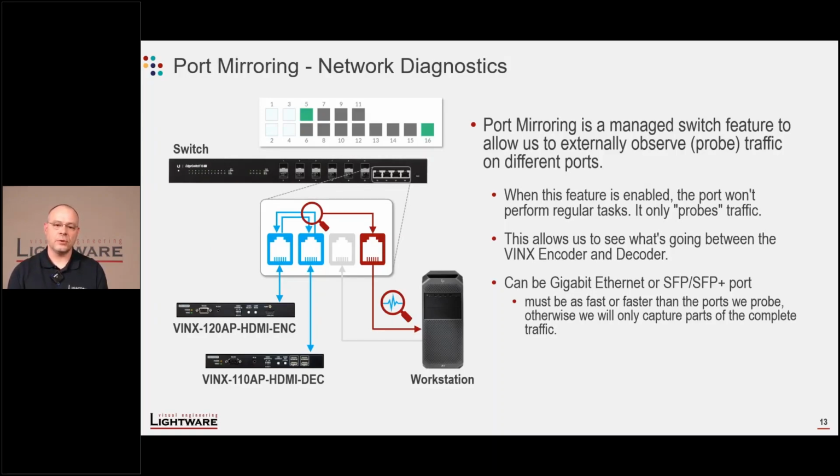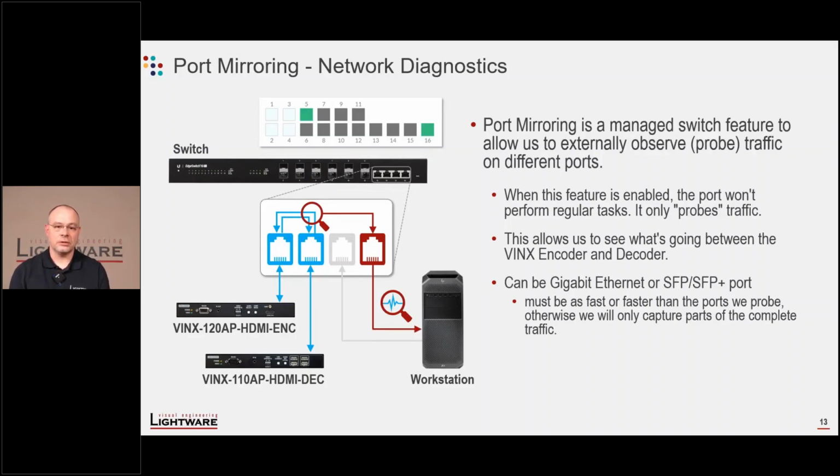I think I mentioned also in part 3 that this is such basic functionality that it's even in the basic configuration part of the network switches. Now, of course, it's important to know that if you use this feature on one port, no other network communication will be possible. It will only be just a probe or mirror port. This is what we're going to do to see exactly what's going on between the Wings products. And as a side note, this can be a gigabit Ethernet port, SFP or SFP+.